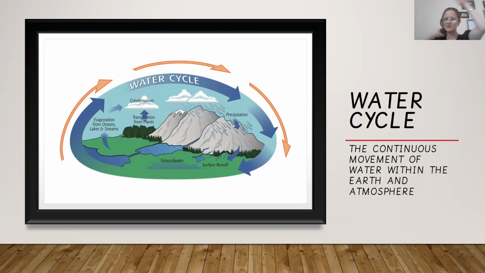Think about a cycle as something that carries on and on and on. So you'll have the condensation, precipitation, the collection, the evaporation, into the condensation, precipitation, collection, evaporation. It's like a cycle. It carries on. So if you can imagine a wheel going round and round and round, it's a continuous movement within the earth and the atmosphere.